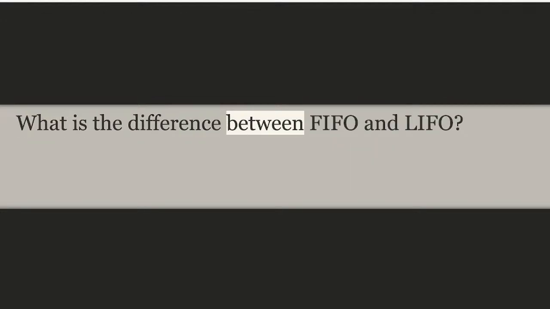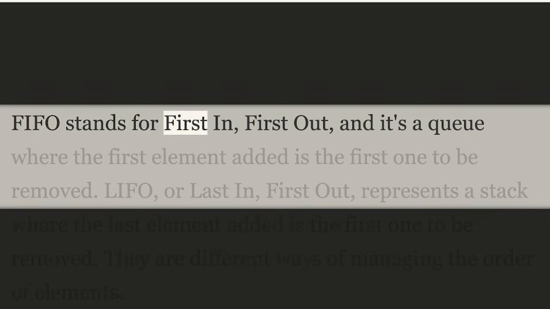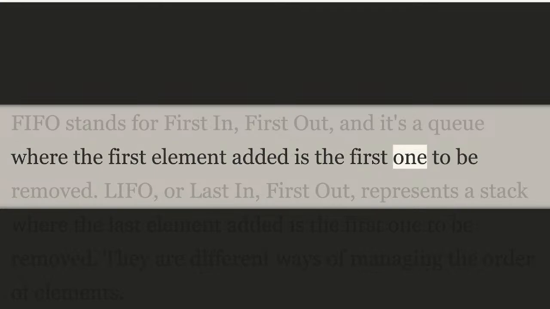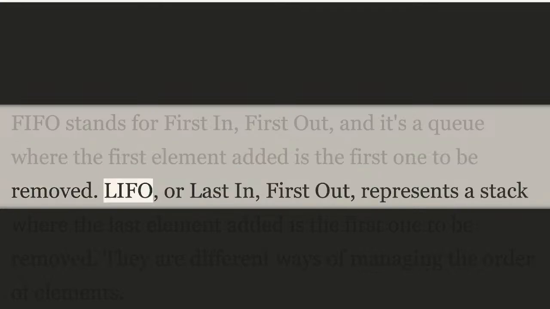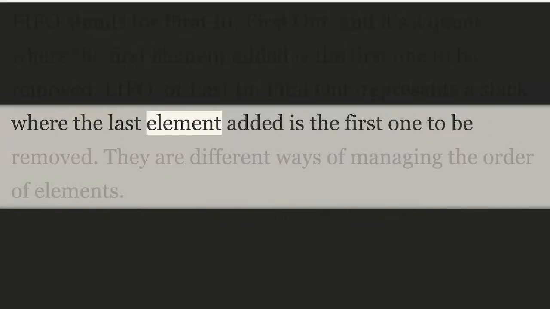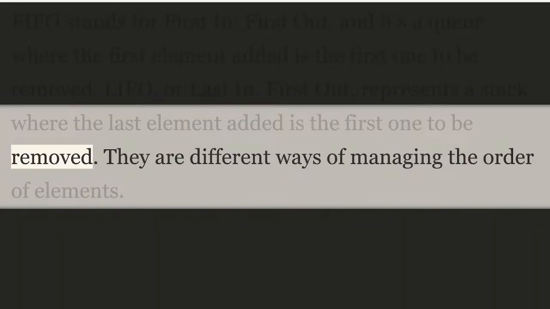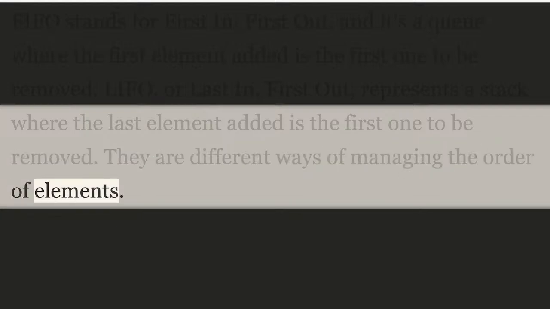What is the difference between FIFO and LIFO? FIFO stands for first in, first out, and it's a queue where the first element added is the first one to be removed. LIFO, or last in, first out, represents a stack where the last element added is the first one to be removed. They are different ways of managing the order of elements.